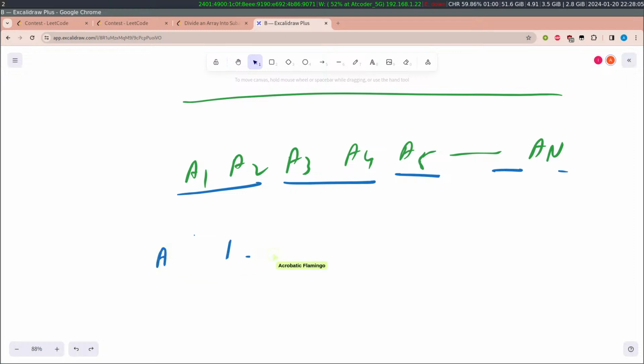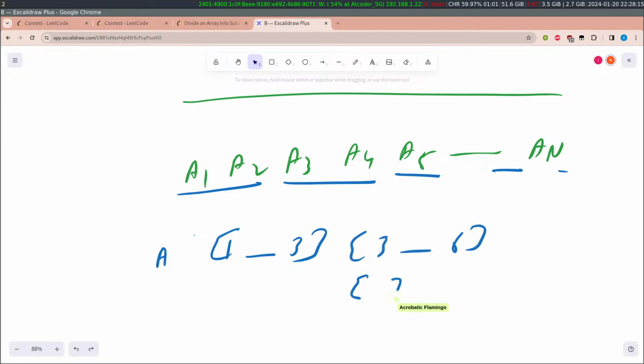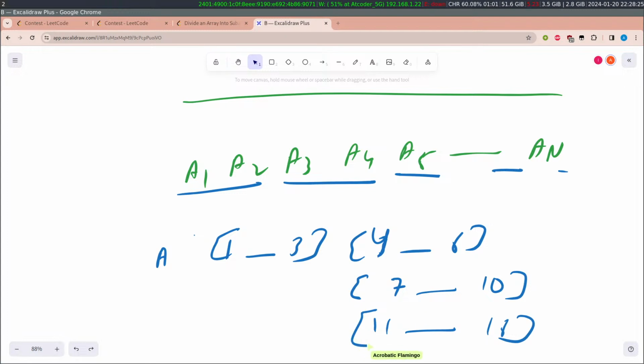Like the first array is 1, 2, 3, let's say. The second array is 3 to 6. Third array is 4 to 6, sorry. Seventh array is 8 to 10. And the last array is 18 to 16. Let's say we have to divide with k equal to 4.